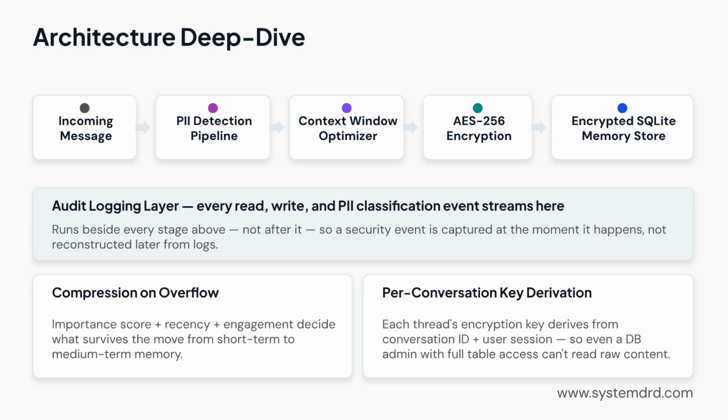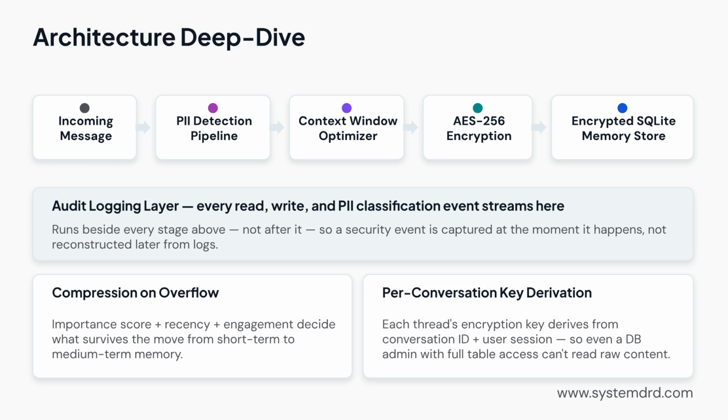Now let's zoom into the actual data flow, left to right. A message comes in, and before anything else touches it, it goes through the PII detection pipeline. That ordering is deliberate, and we'll come back to why in a minute. Next, it hits the context window optimizer, which decides how much of the conversation history actually needs to travel with this request. Then AES 256 encryption wraps the payload, and finally it lands in the encrypted SQLite memory store. Underneath all 5 of those stages runs the audit logging layer, and I want you to notice it's drawn beside the pipeline, not after it.